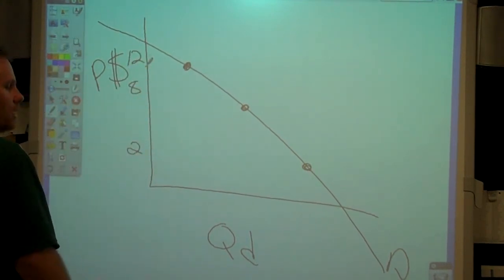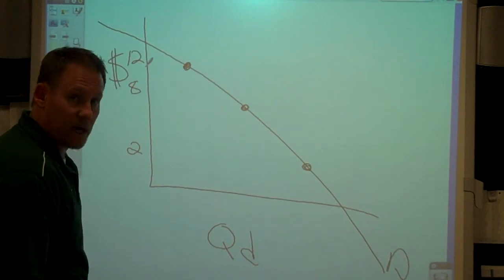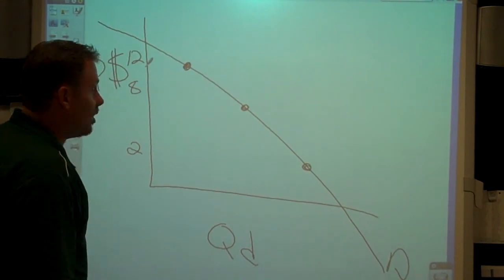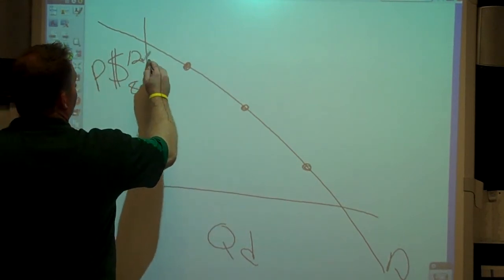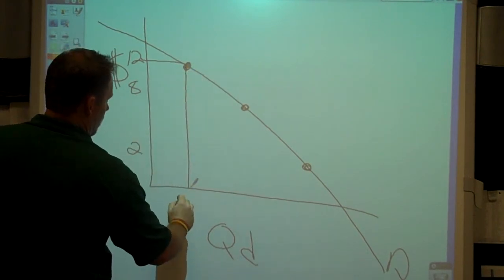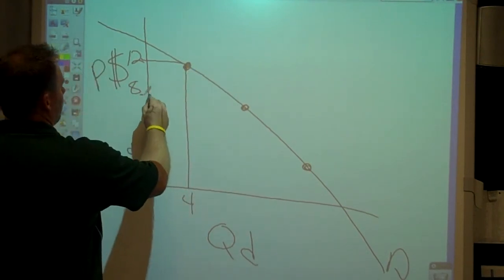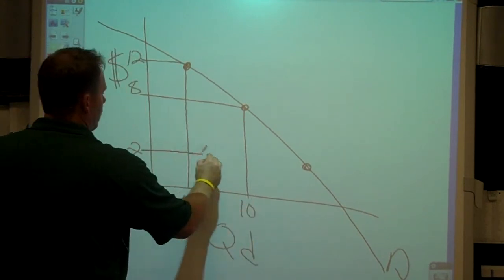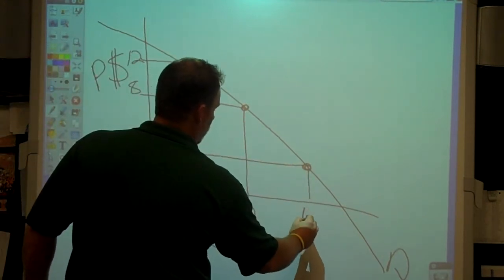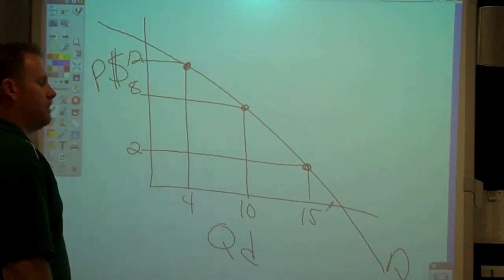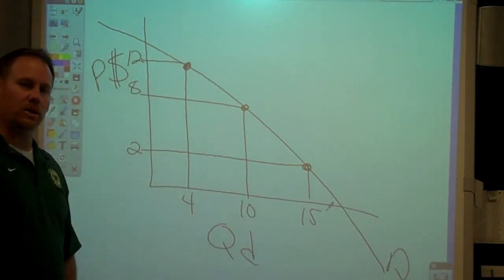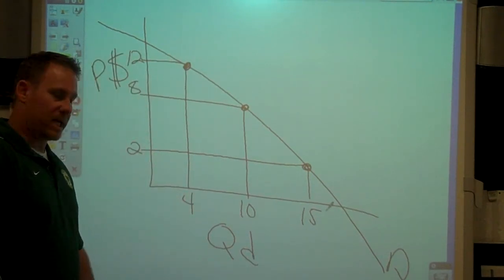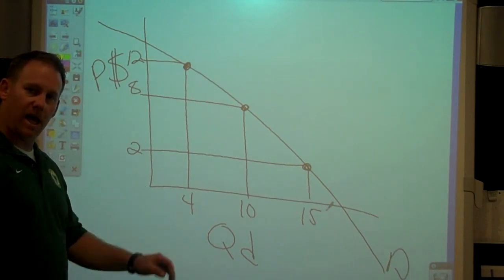Okay? Law of demand says that the higher the price is, the less we'll want of it. So here at $12, we only want 4. At $8, we'll want 10. And at 2, we want 15. Okay? This is a standard demand graph. Okay, it's based solely on price.